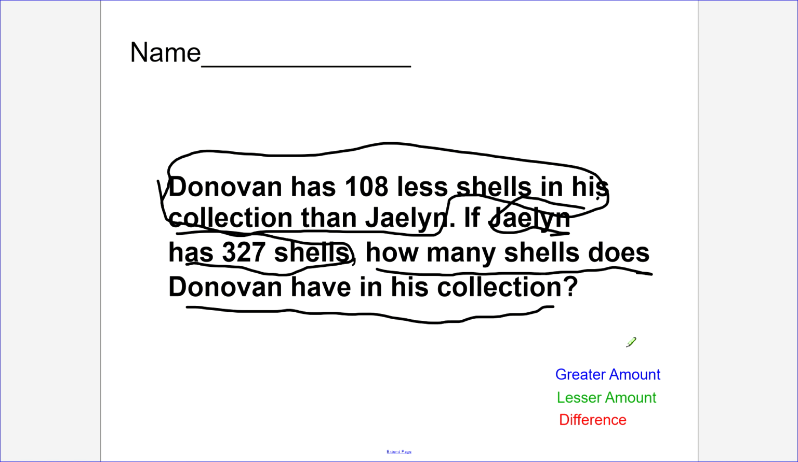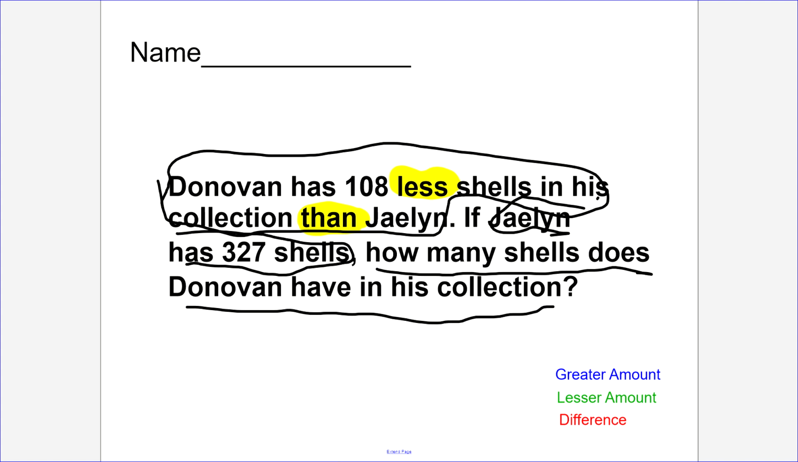I immediately heard the compare words, less than. I know that if one person has less than another person, it means they have different amounts. It means we're comparing. One person has less and the other person has more. Those compare words, less than, are going to help me figure out the greater amount and the lesser amount.